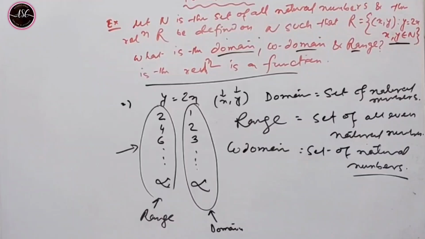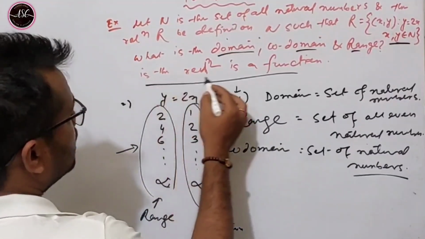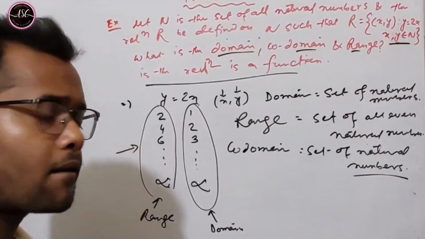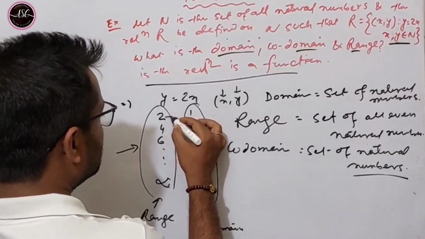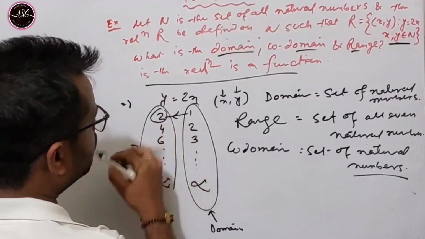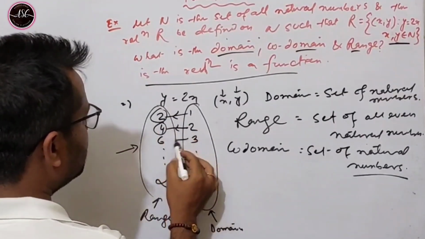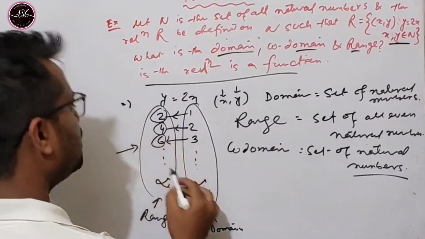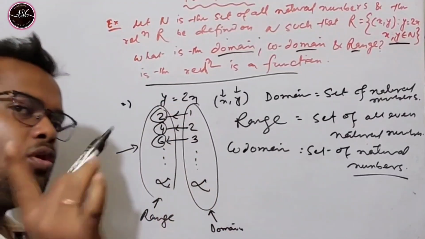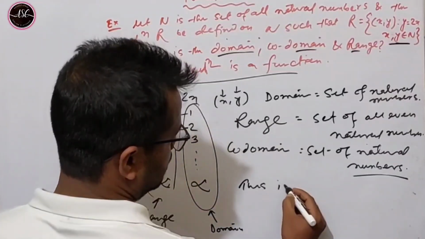Now just look here. Is the relation a function? Obviously. Just look here. The image of 1 is 2. Then the image of 2 is 4. The image of 3 is 6. Okay. So there is one and only one image. So this is a function.